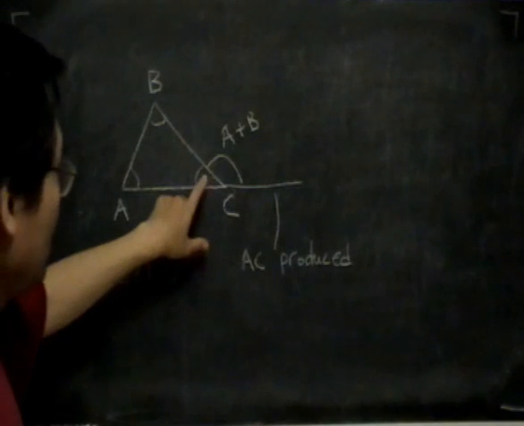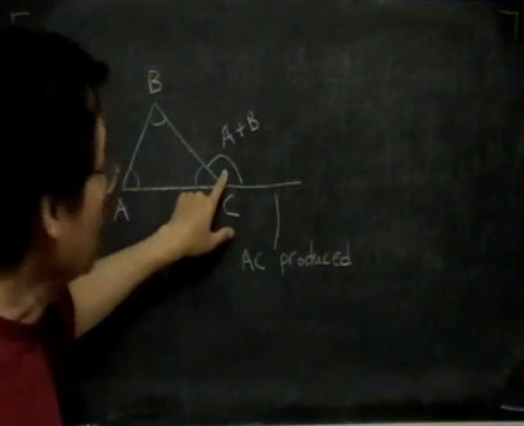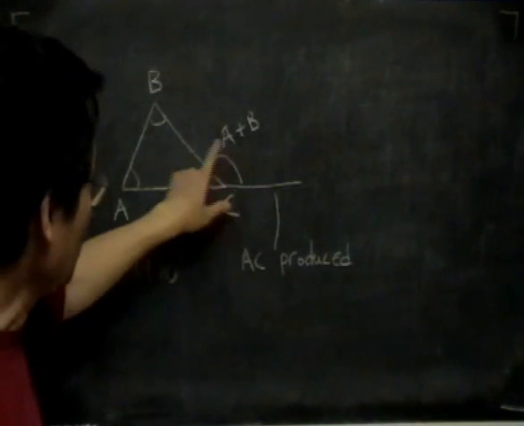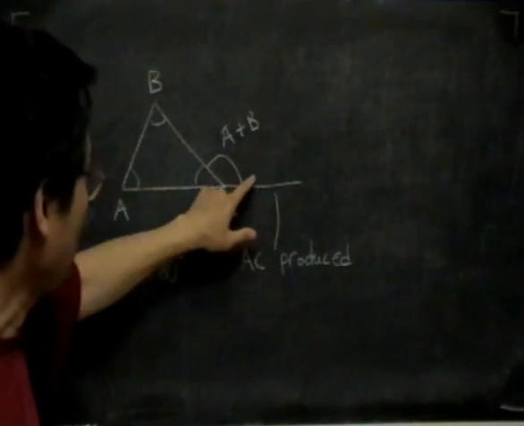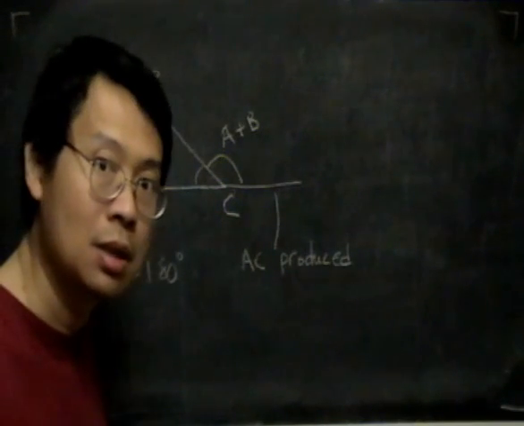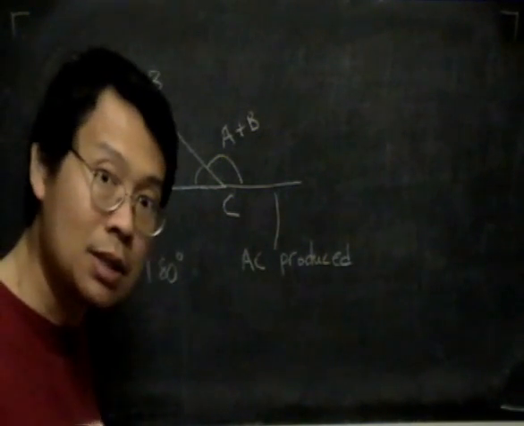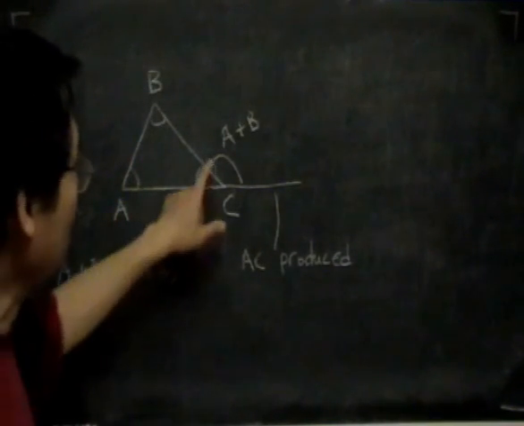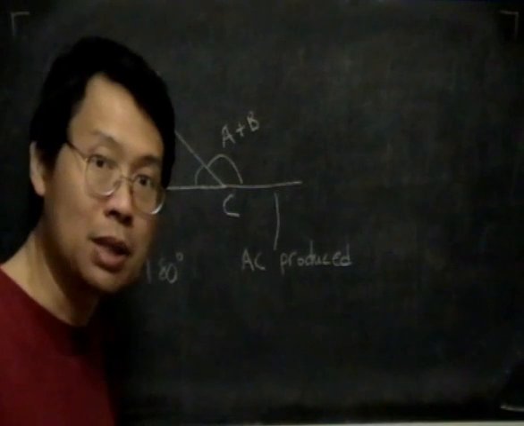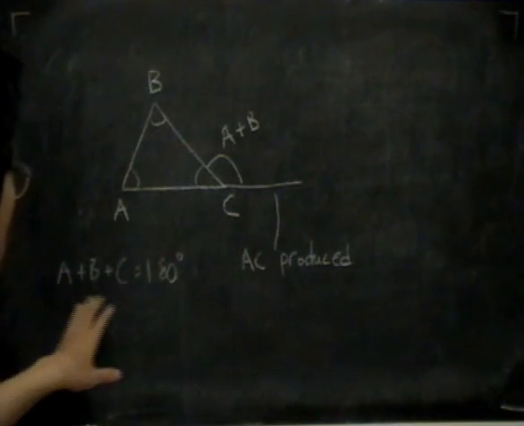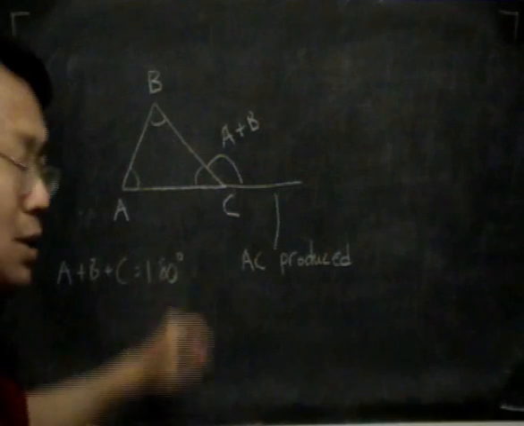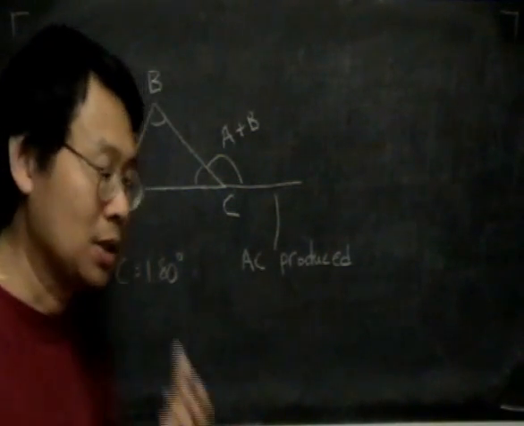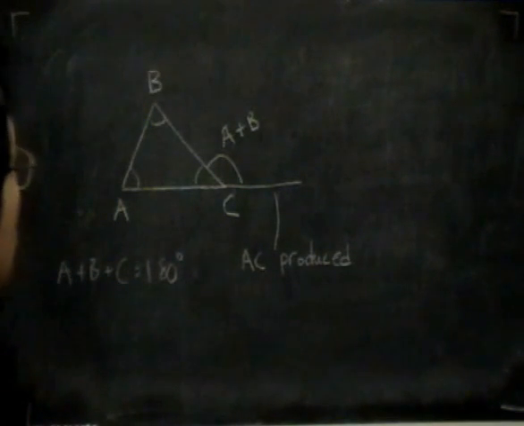Now look at this angle C and that angle. If this angle is A plus B, then the total angle on this straight line is A plus B plus C. And we know that A plus B plus C is 180 degrees. So therefore it makes sense that this angle should also be A plus B. Because we know that A plus B plus C is 180 and that the angle of the straight line is also 180. So that's the connection between the two.